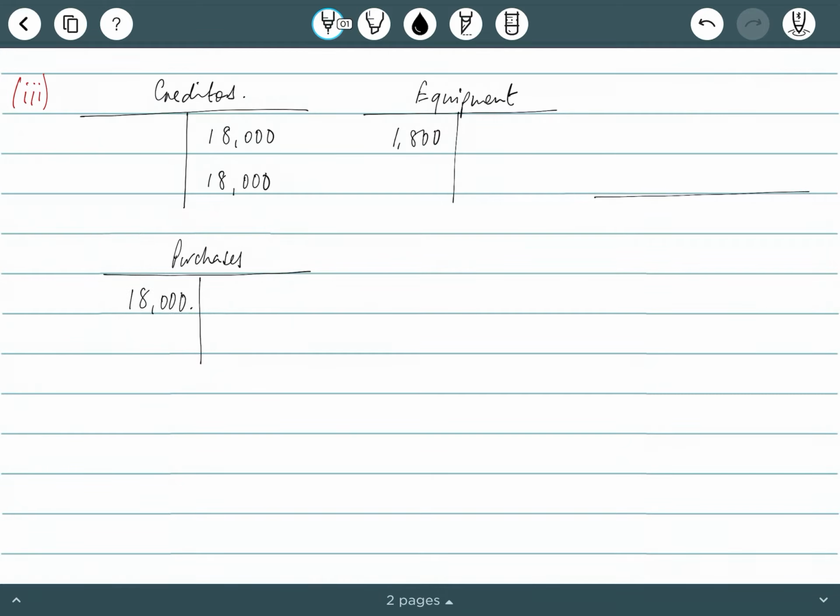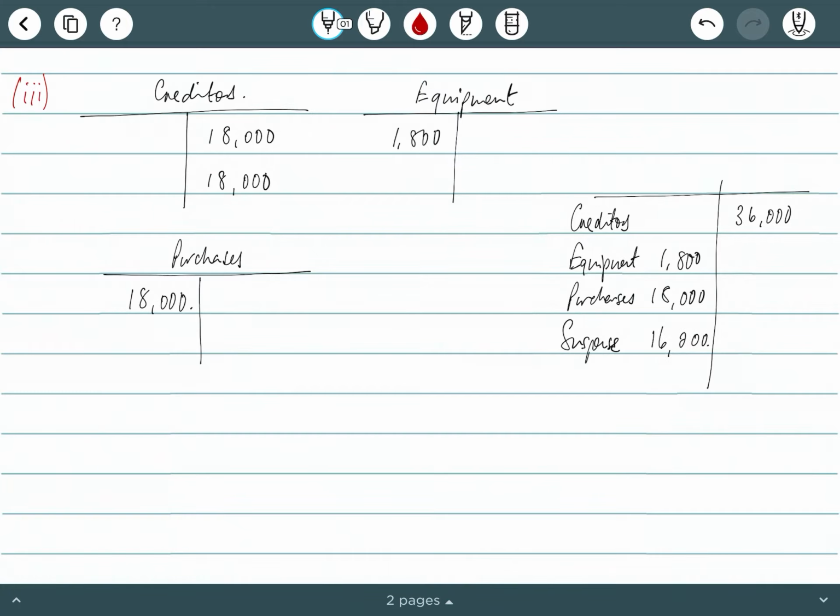All right, we can open up a general journal here. So we've got creditors, 36,000 here and there. 36,000, gentlemen, obviously, is 18,000 plus 18,000. We've got equipment, which is 1,800. We've got purchases, 18,000. So we've got ourselves a suspense, and our suspense here is we add these up and take them away from 36,000. We get 16,200.